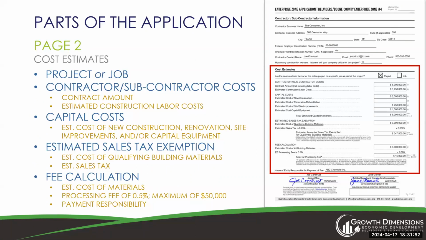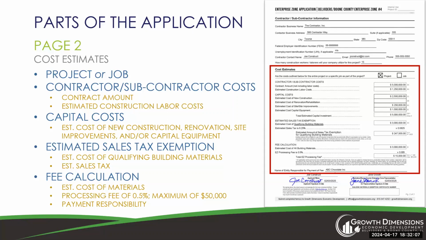Next, the cost estimates are where we see the most questions. We'll talk through each line item. First, the project will be marked by the general contractor. All subcontractor work will be marked as job.